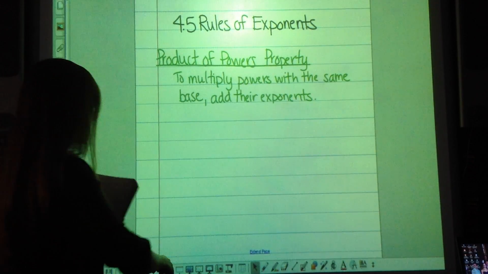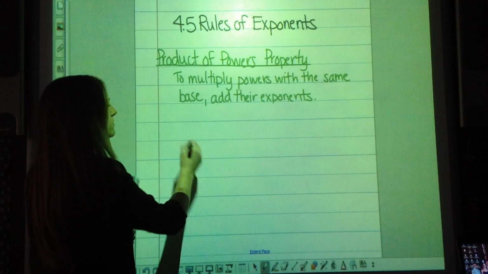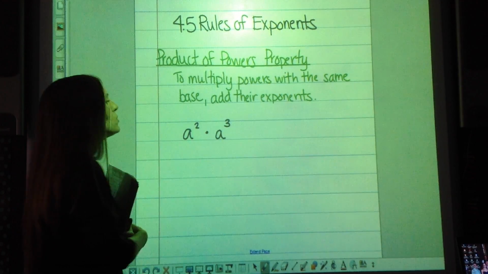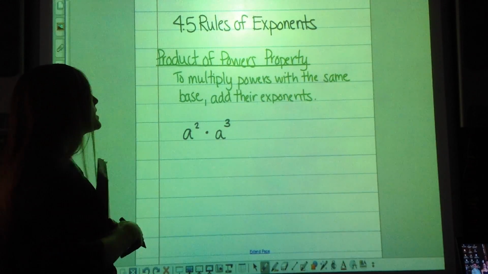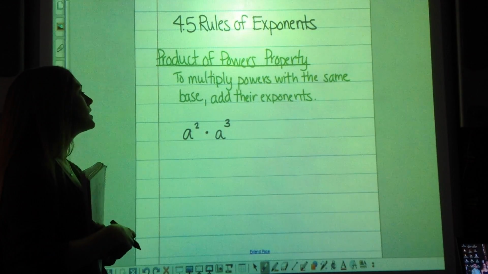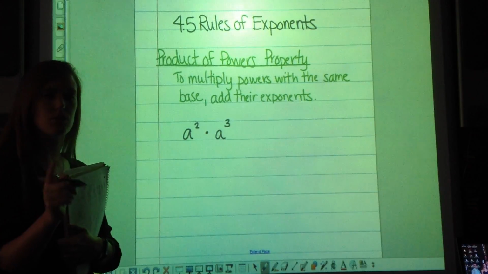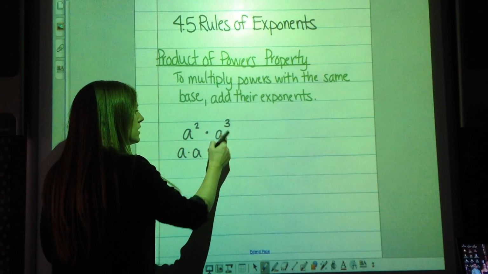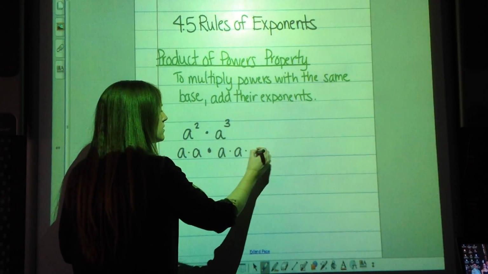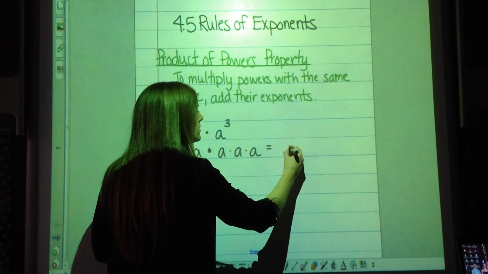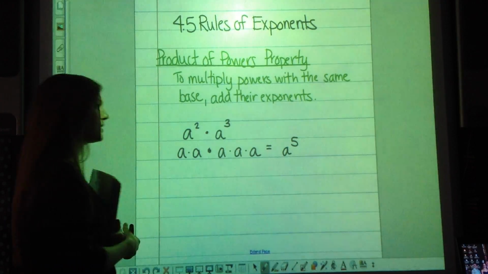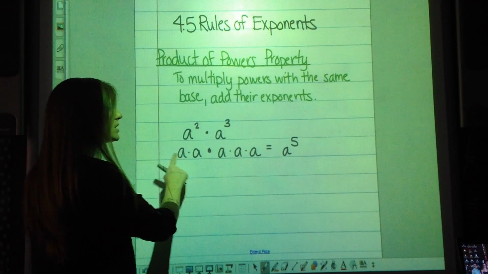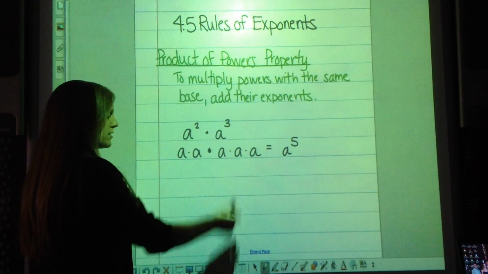So this is what's going on. Let's say we have a squared times a cubed. We can multiply these two terms because they have the same base. This is what's going on behind this. We have 2 a's here, and we have 3 a's here. So altogether, there are 5 a's. To get that answer, you don't have to expand it like we did here. All you have to do is add their exponents.